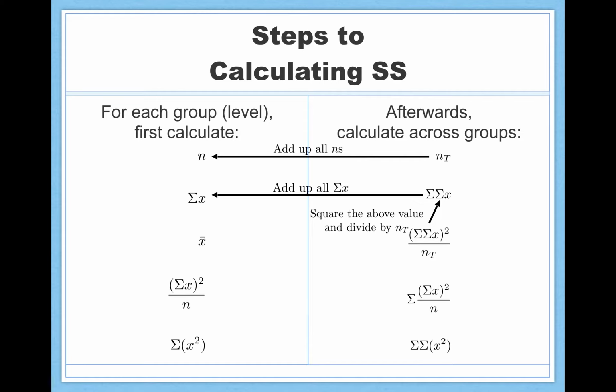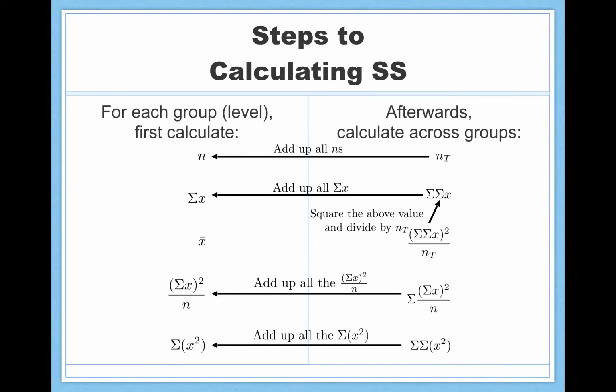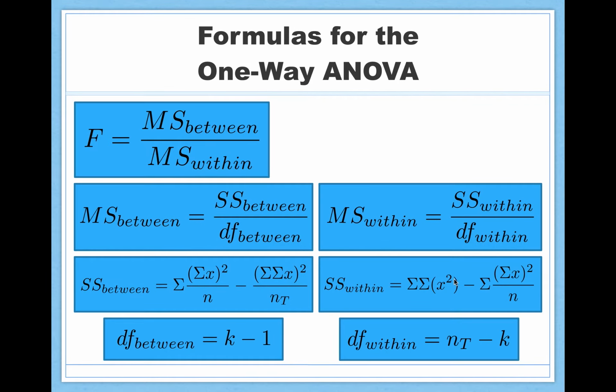And then we have two terms left. To get this term, sigma x squared over n, we add up the sigma x squared over n's for each group. And finally, you might be noticing a theme. In order to get sigma x squared, we add up all of the sigma x squareds, taking each group's value and adding them up into one big value. Now notice these last three terms that we got, take a mental note. These are the three terms that get plugged into the formula for the sums of squares between and within.